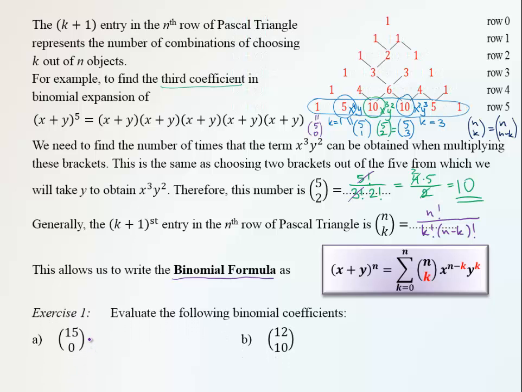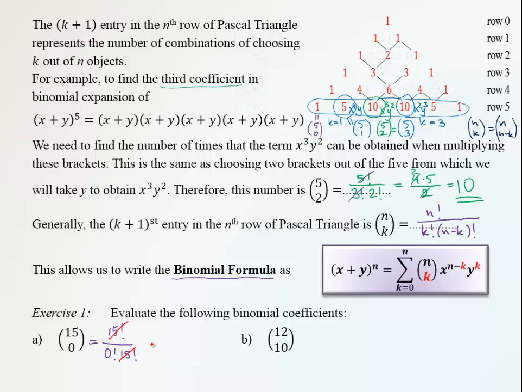Okay, let's practice a bit. What's 15 choose 0? Obviously, if k is 0, that's our first entry in Pascal triangle, it must be 1. But let's use the definition of Newton bracket, so that will be 15 factorial over 0 factorial and 15 factorial.